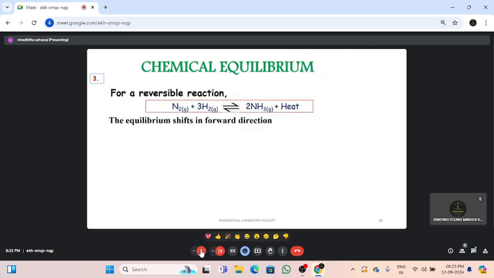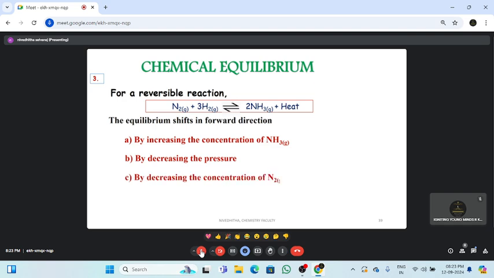Okay, now the second question is for a reversible reaction. Here the symbol is the equilibrium symbol, so the reaction is considered to be at equilibrium. Nitrogen plus hydrogen gives ammonia plus heat. Is it an exothermic or endothermic reaction? Exothermic, because here heat energy is liberated. The equilibrium shifts in forward direction when by increasing the concentration of ammonia, by decreasing the pressure, by decreasing the concentration of nitrogen and hydrogen, or by increasing pressure and decreasing temperature.